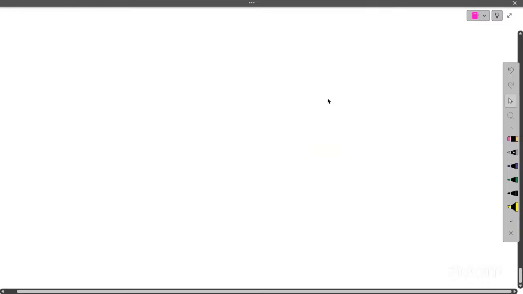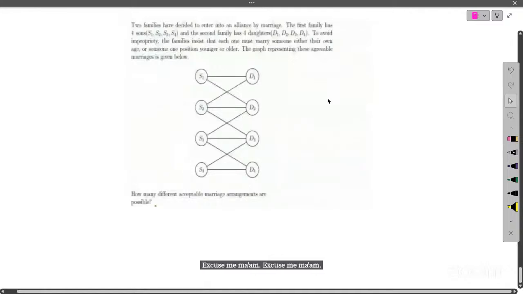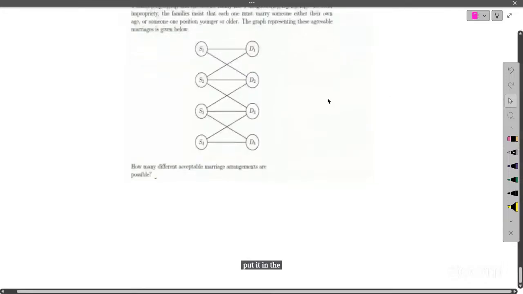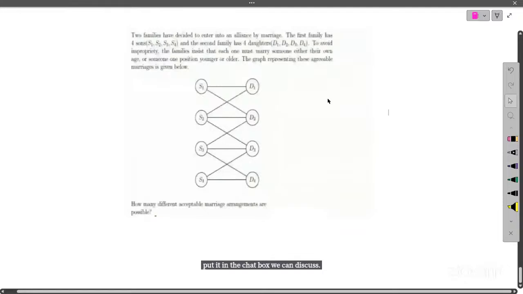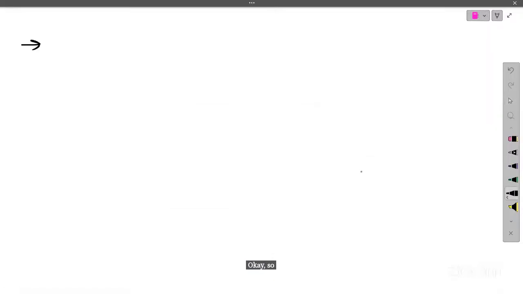Fine, let's move to another concept. Yeah, it's a good question, ma'am. Excuse me, ma'am, before that, Shweta. I came across one question in which I am not able to decide which way to go. Just a minute. Put it in the chat box, we can discuss. Ma'am, I am joining from my mobile. It's okay, you can just verbally say it.